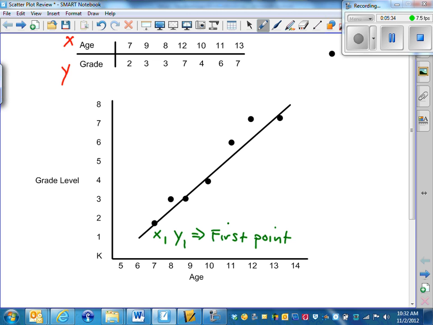Okay, would you guys please write that down? All right, the second point that I'm using is x2, y2. Those little subscript numbers indicate if it's the first point or the second point, and that's all. All right, so this is my second point.